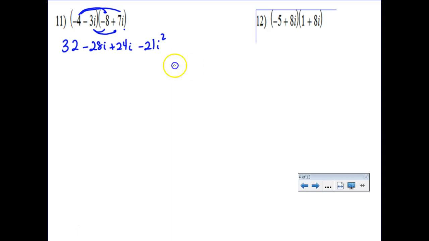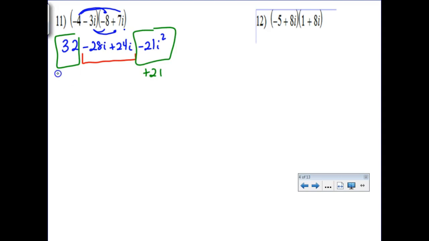All right, same idea. We got to combine these complex parts in the middle, but these real parts are going to combine. This is negative 21 times i squared, so this is really a plus 21. So 32 and 21 added together gives us a 53. And then negative 28i plus 24i is a minus 4i. I really should be checking my work against the key. Remember, guys, your worksheet here has the answer key on the back.